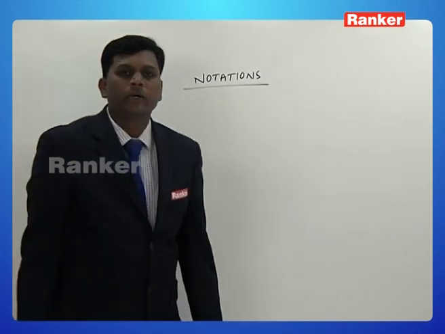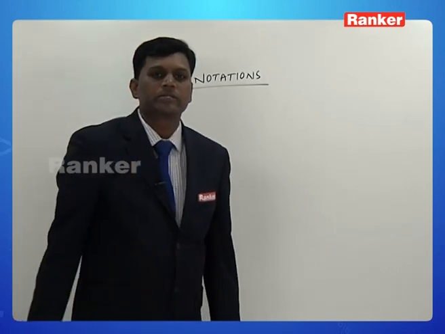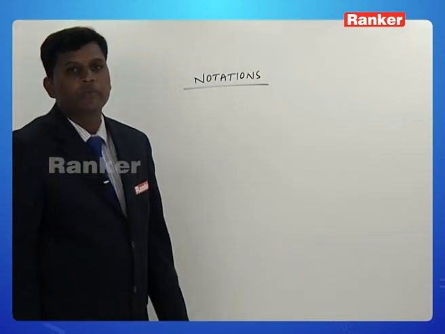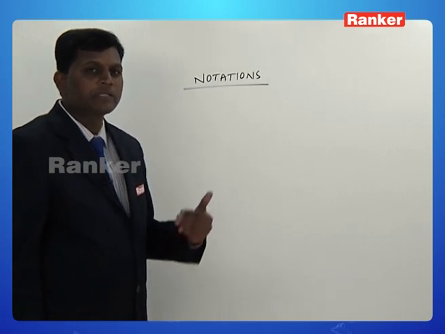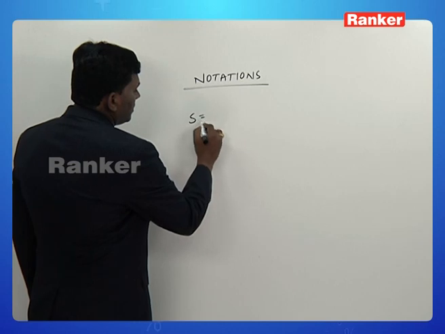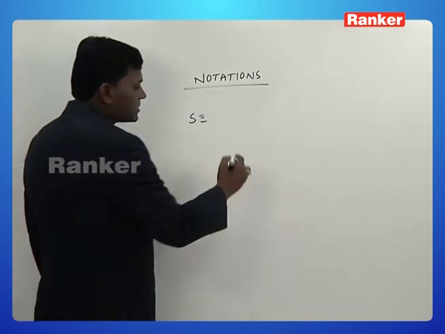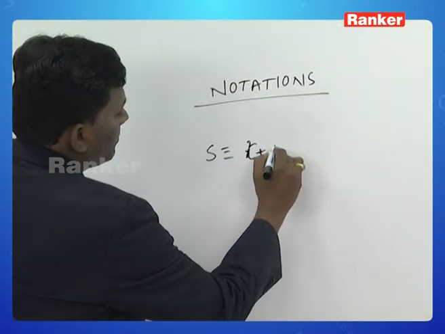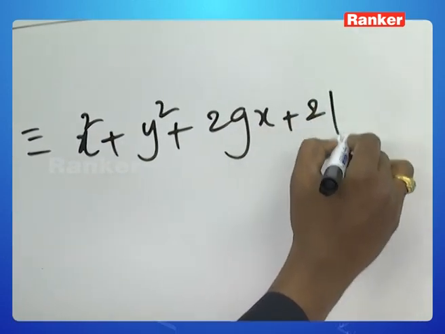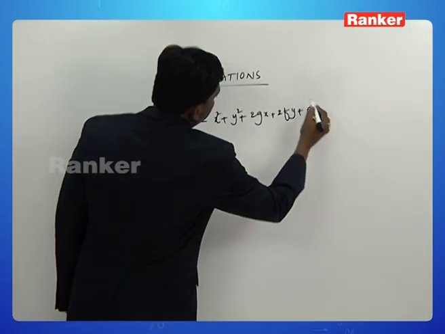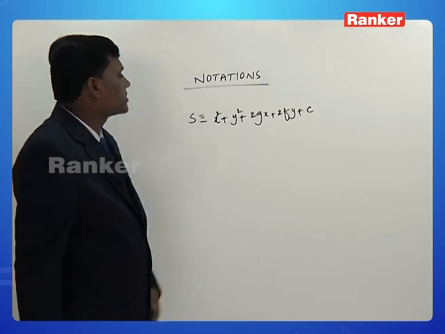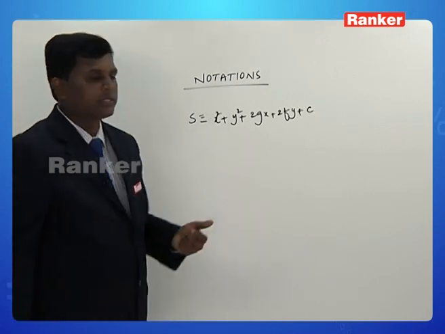Now let us see how to form various notations for second degree non-homogeneous equations in geometry. Before that, let us see the standard equation of the circle. As I told you already, if we take S as x square plus y square plus 2gx plus 2fy plus c, this is the standard circle expression, and with this we start writing the notations.